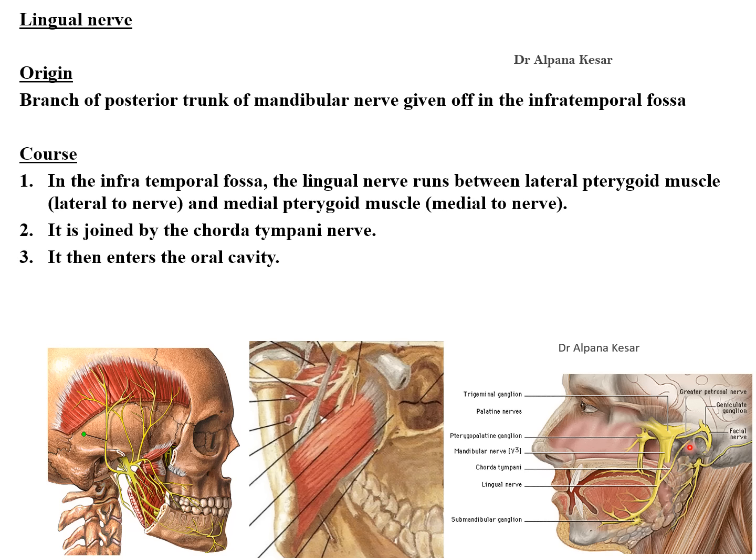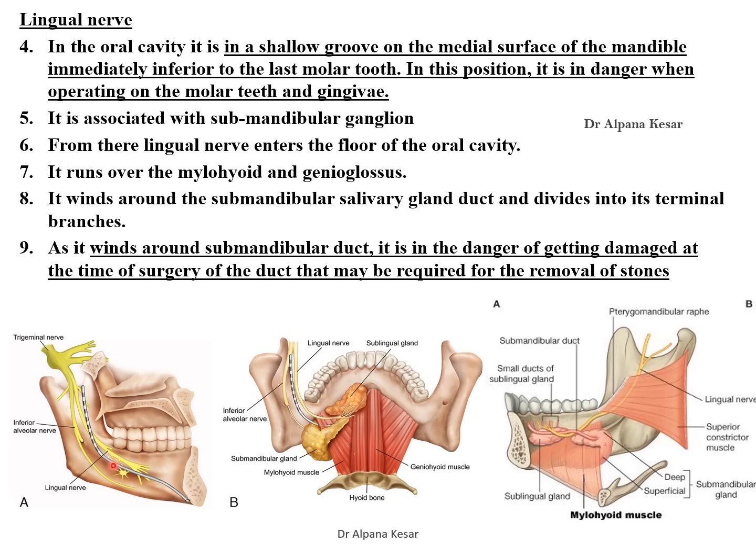Lingual nerve is then joined by chorda tympani nerve, which is a branch of facial nerve. After this, lingual nerve enters the oral cavity. In the oral cavity, the lingual nerve runs in a shallow groove on the medial surface of the mandible, just inferior to the third molar teeth. In this position, it is in danger of getting damaged at the time of surgical procedures performed on the molar teeth, such as extractions of the impacted third molar teeth.